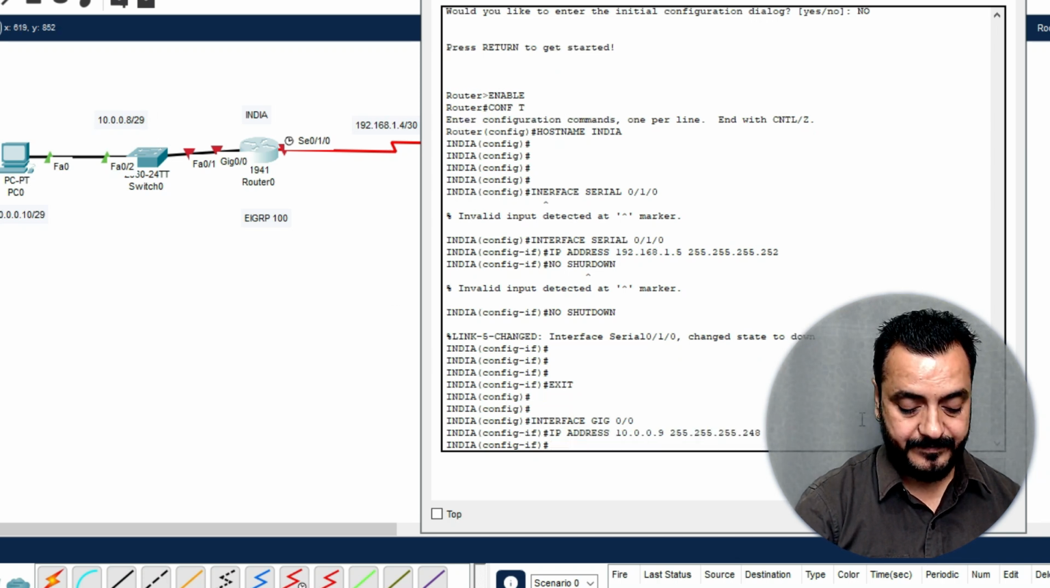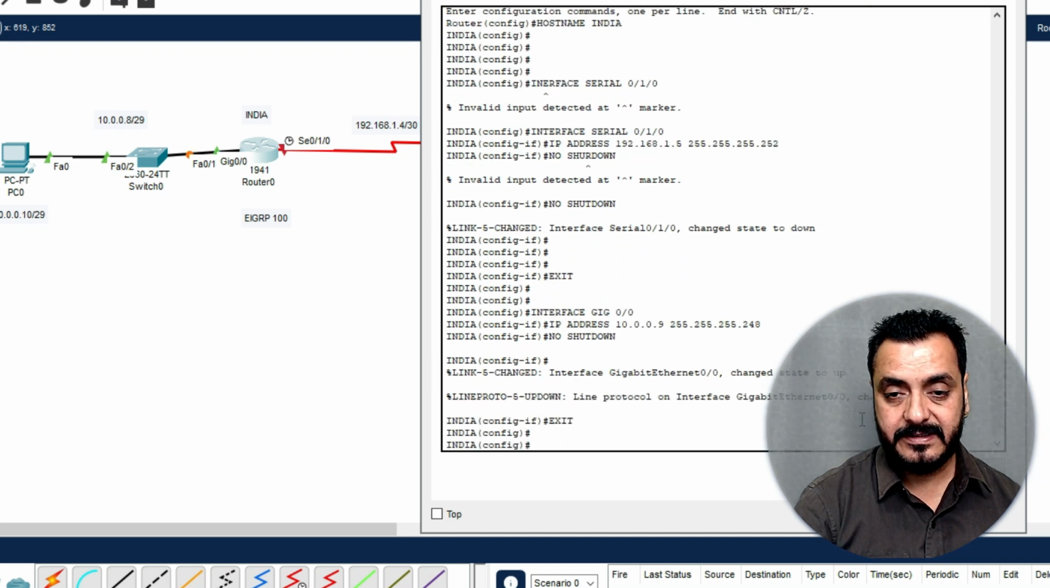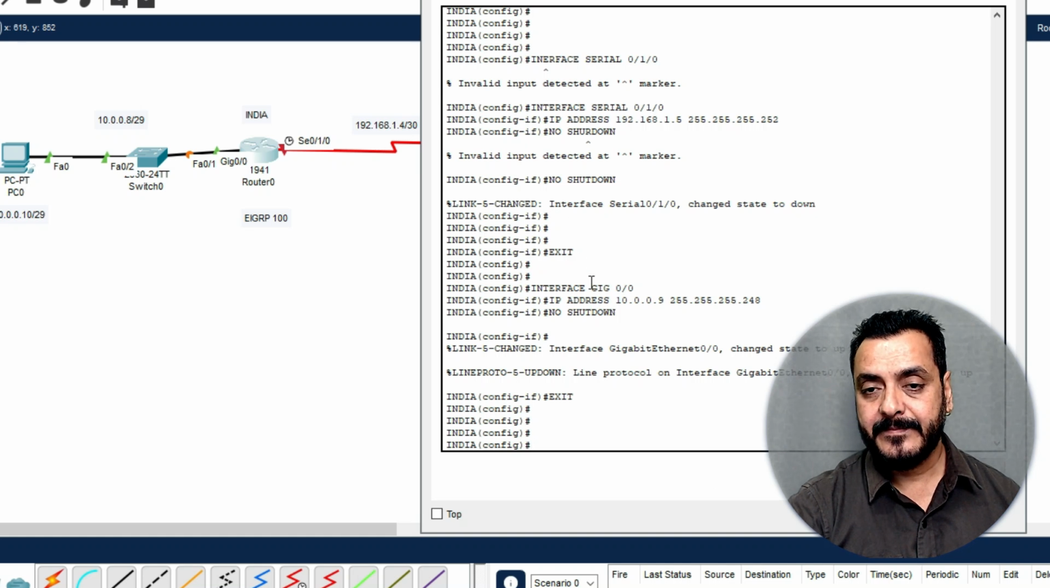Press enter. Now enable the interface with the help of no shutdown command, like this. That's it. We have configured the IP addresses on the first router.